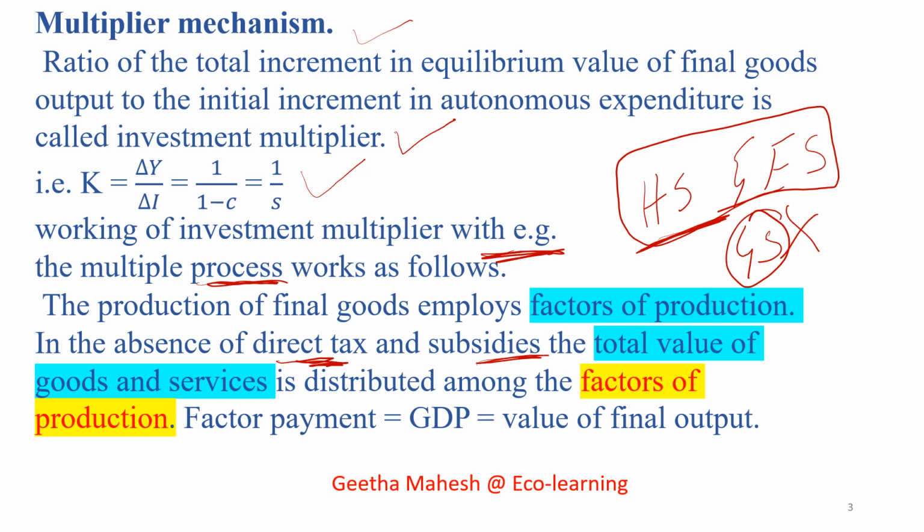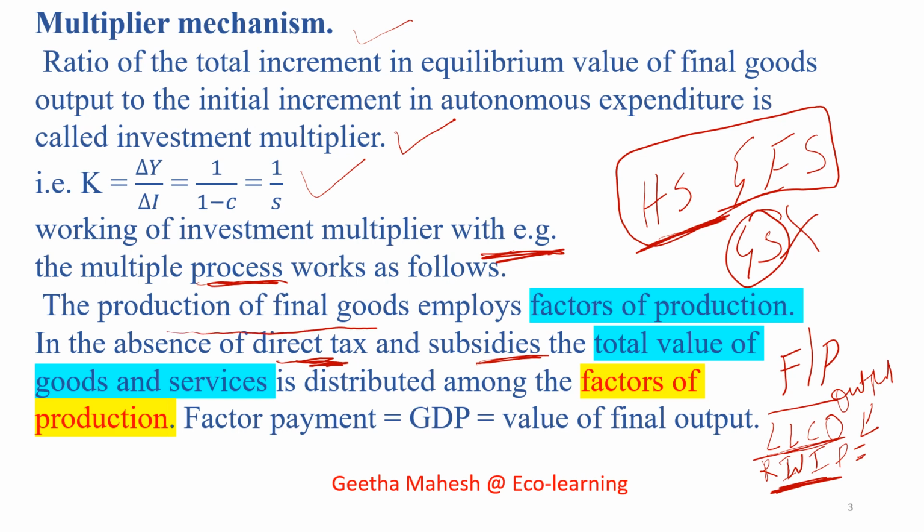When there is no tax and subsidy, the factors of production that you employ, land, labor, capital, organization, will be rewarded in the form of rent, wages, interest, and profit, right, students? Now, whatever output these factors of production produce, the value of output will be exactly equal to the payment made to these factors of production. So that is what they are saying here.